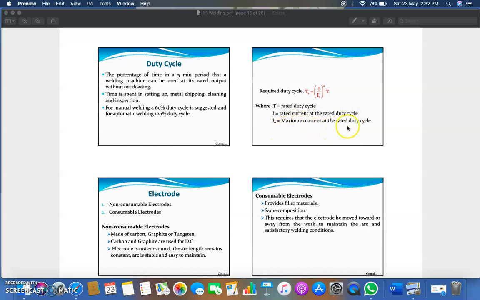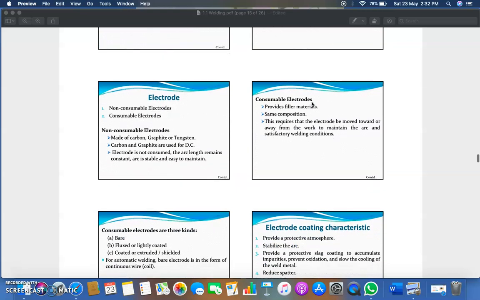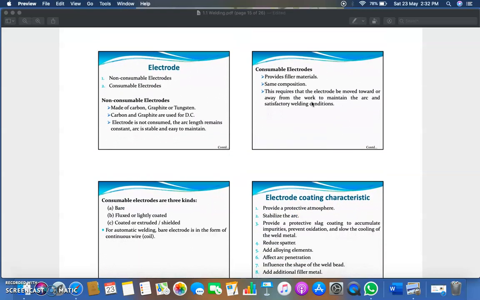IO is maximum current at rated duty cycle. In this way you can calculate the required duty cycle of any kind of process. Okay, now electrode, this is the major part of your building. Means how many types of electrodes you are going to use or how you can distinguish the electrodes.